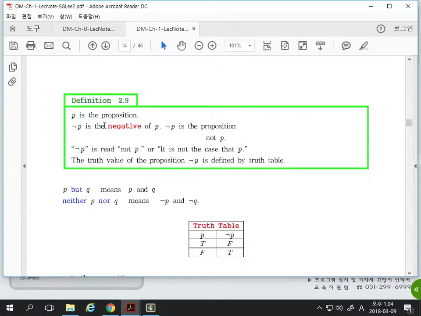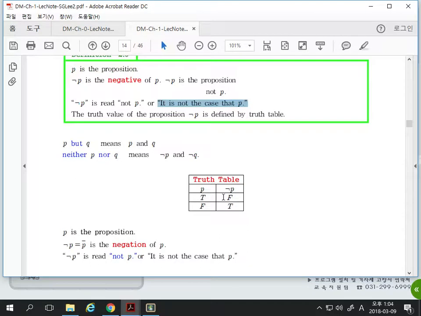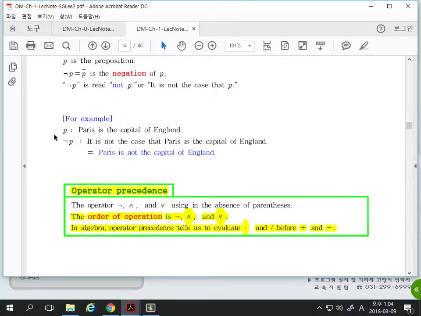Negation is denoted as not P. We call it not P, which means it is not the case that P. The truth table is this. If P is T, then not P is F. If P is F, then not P is true. Negation is simple. Like if the sentence P is Paris is the capital of England, then not P means Paris is not the capital of England.